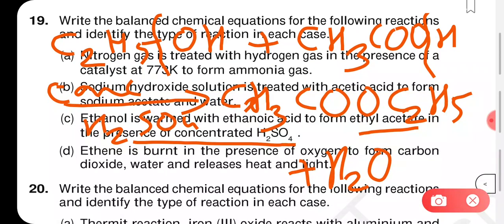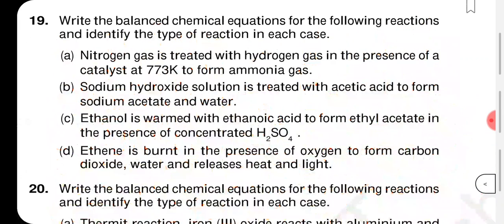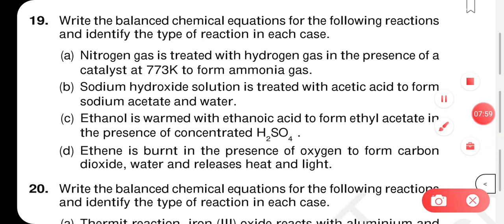Okay, so remember, when an acid and alcohol react, it gives you an ester, that is in this case ethyl acetate. And as you see, displacement is also taking place in both the reactants, so it is an example of double displacement reaction. Also it is an example of esterification reaction. Moving on to the next question. Okay, this is done. Moving on to the next, that is the last one, ethene.